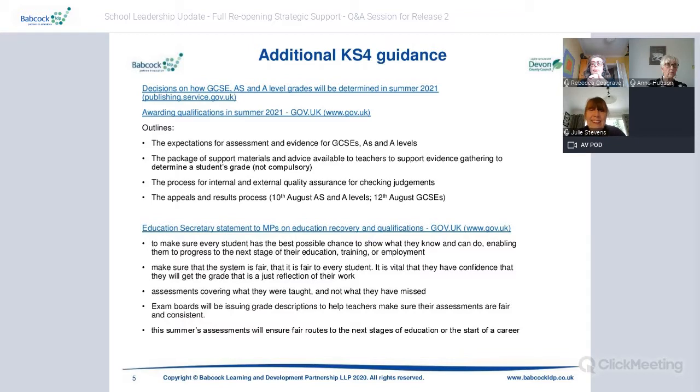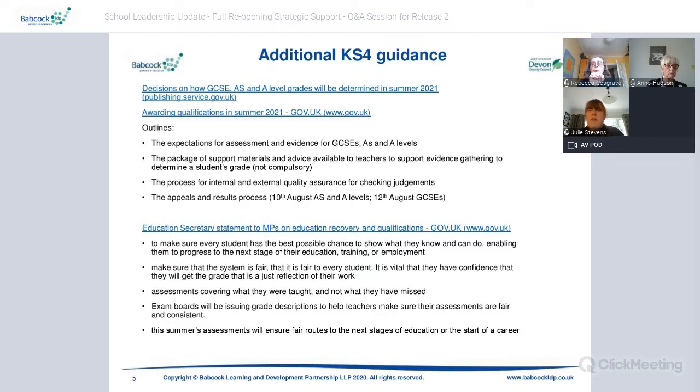This isn't anything new, but I think it's really important at this time to make sure that teachers feel they've got that support and feel they've got it right, because if they're feeling that, then that will instill confidence in the pupils and in the families.